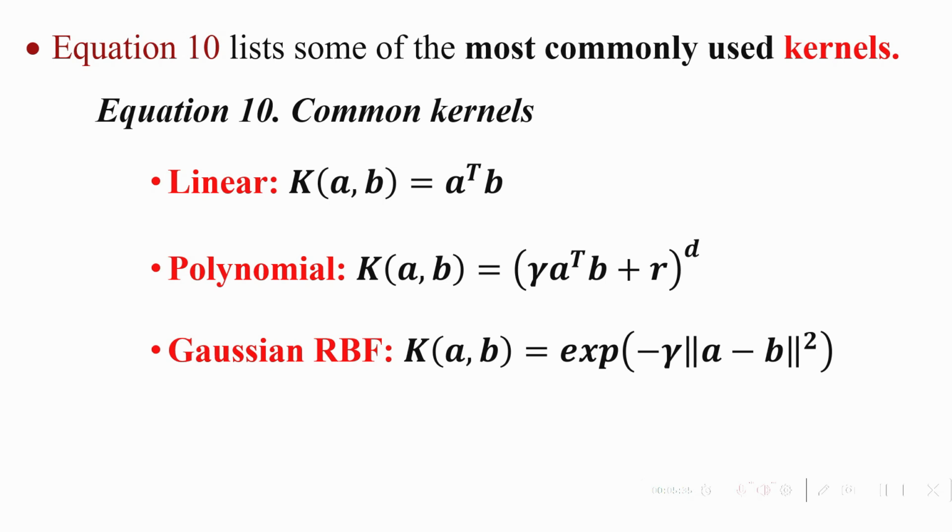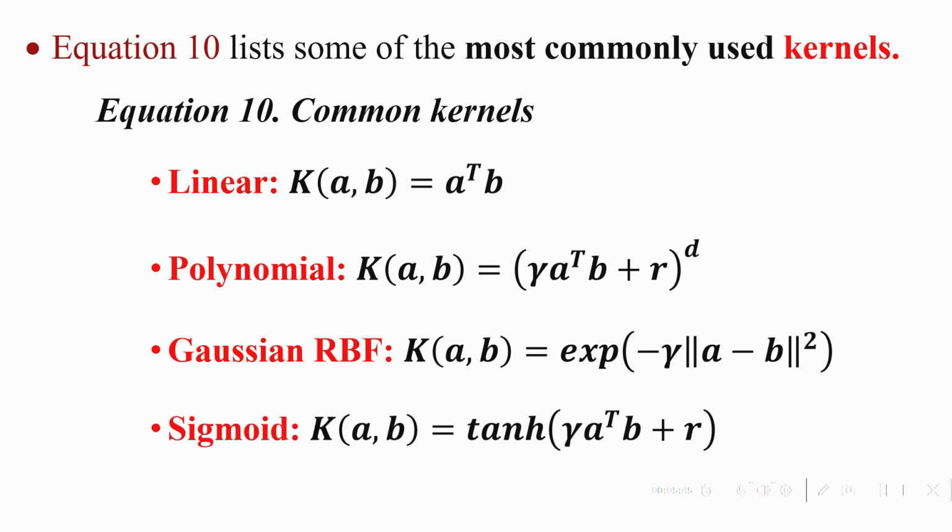Then the Gaussian RBF kernel: k(a, b) = exp(-gamma * ||a - b||^2). And the sigmoid is one type of kernel, that is k(a, b) = tanh(gamma * a^T b + r). These are the different types of commonly used kernels in machine learning.